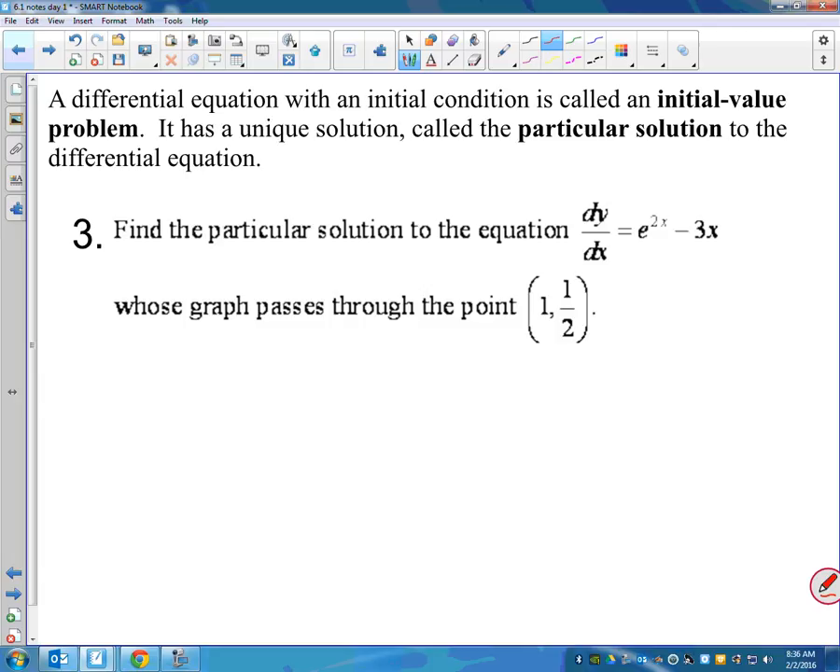And again, this is a little more complicated, right? Because it's e to the 2x up there. So step one, before I use my point, I'm going to just integrate like I was doing the other one. So I'm going to move my dx over here. I'm going to have dy equals e to the 2x minus 3x dx. And I'm going to integrate both sides.